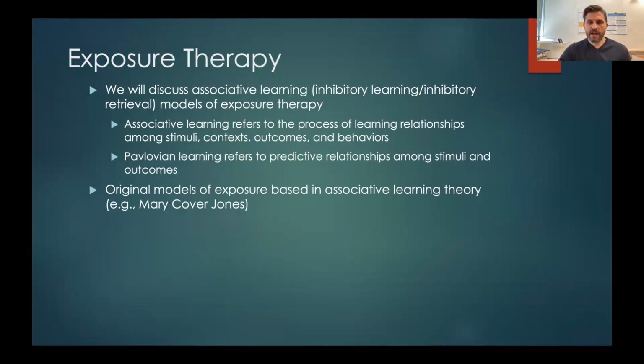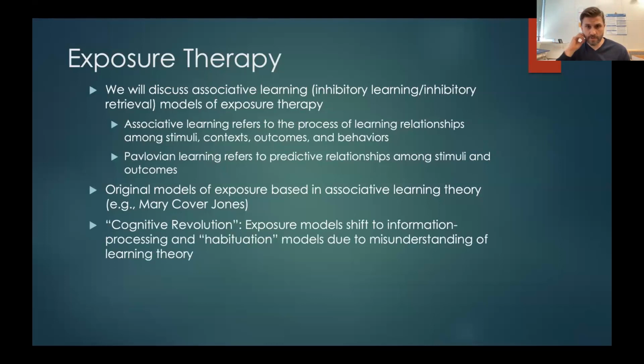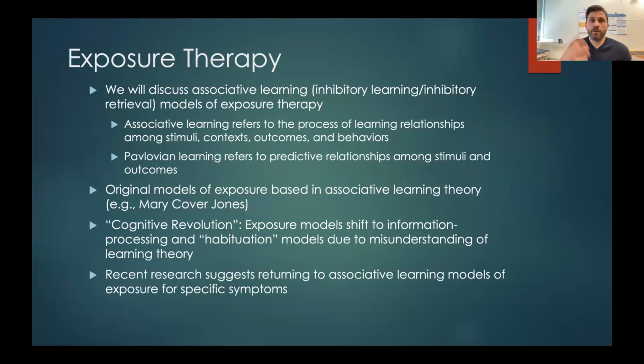Unfortunately, over time, that sort of basis in associative learning got lost during the so-called cognitive revolution. Exposure models shifted to a more information processing and what people have called a habituation model, somewhat due to a misunderstanding, I think, of learning theory, both from the evidence that was available at that time, as well as all the amount of evidence that we'd accrued in the decades since. But there is a good amount of recent research that suggests returning to an associative learning model of exposure therapy for specific symptoms.